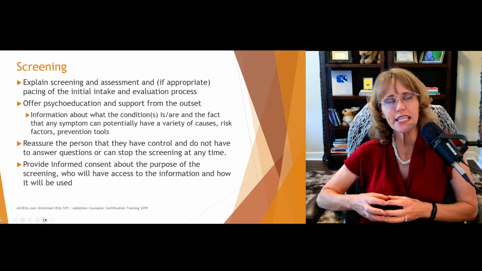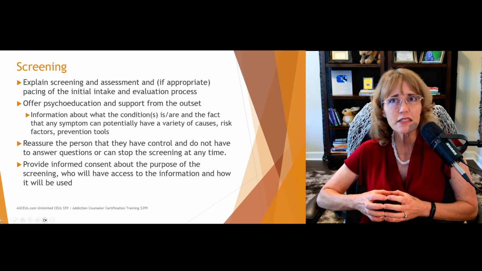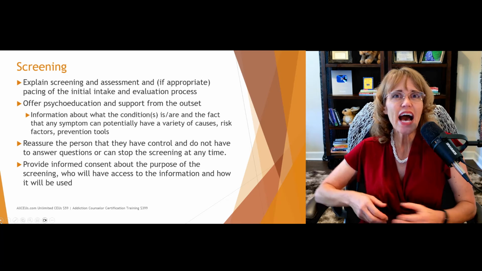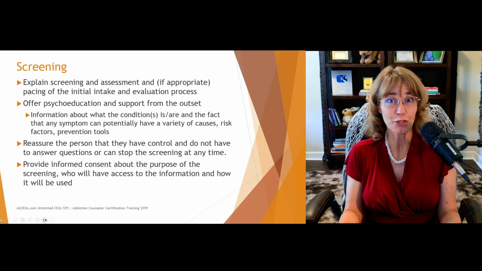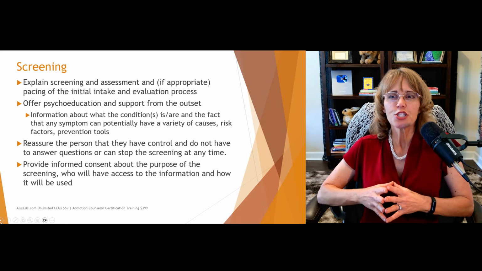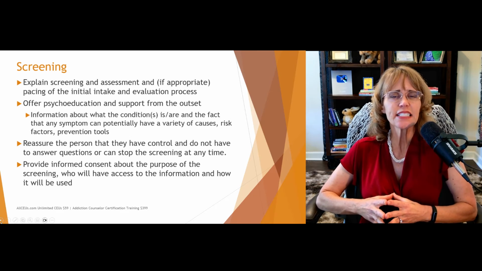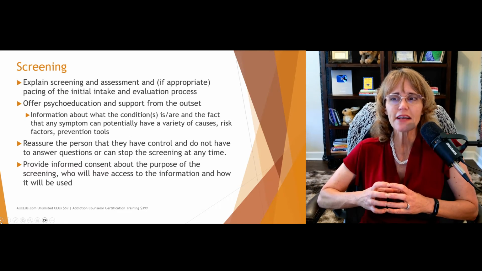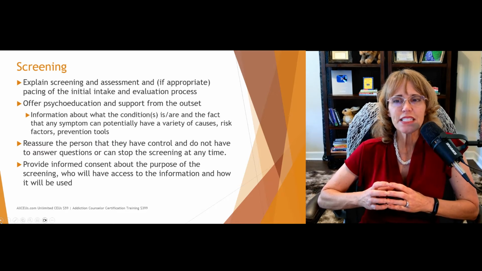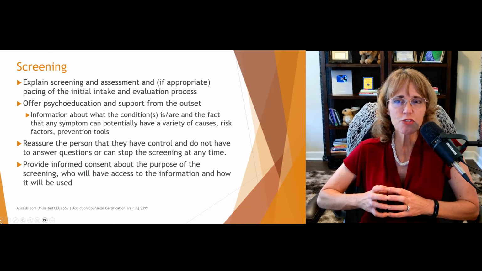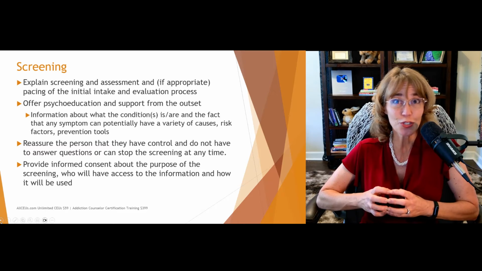If you're screening somebody for addiction or mental health disorders, make sure that you've got handouts for them, or a website you can send them to that's easy to understand, so they can get easily digestible information about the conditions and the fact that any symptom can potentially have a variety of causes, risk factors, and prevention tools.